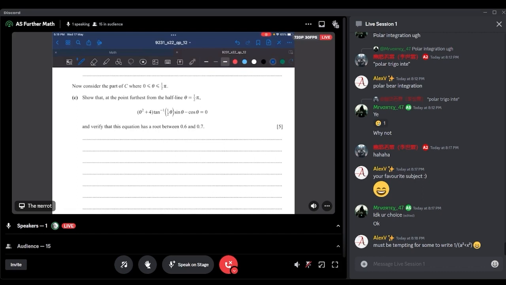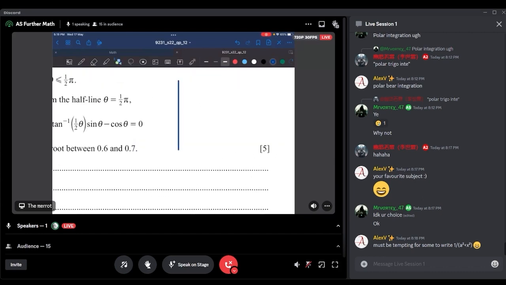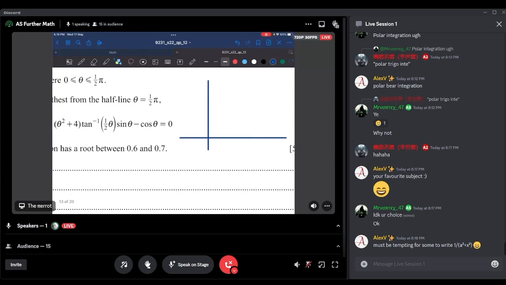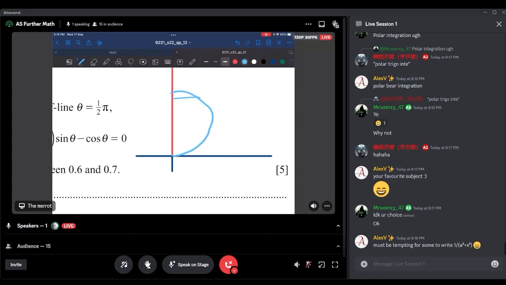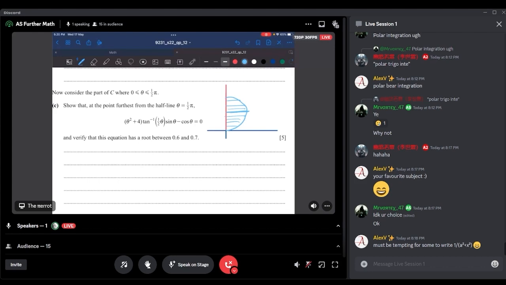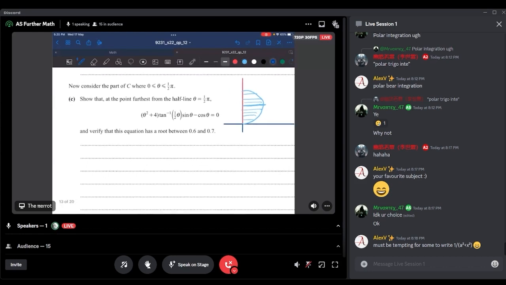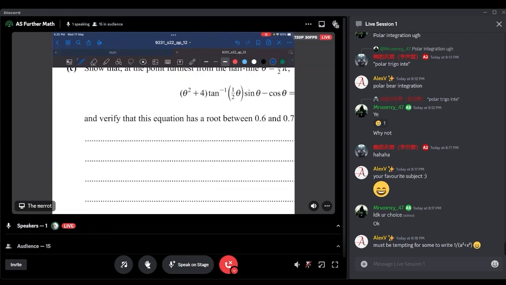So if I draw it here, well, the half line, pi by 2, is just up here. And remember that the graph looks like this, something like that. The point furthest from the half line just really is asking what's the furthest x coordinate. So it should be at this one here, right? That's the furthest one, basically. So that means we have to deal with x values. In polar coordinates, to find the x value you multiply by cosine, the r times the cosine. So we have x is equal to r cosine theta.